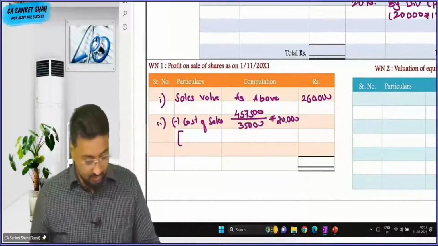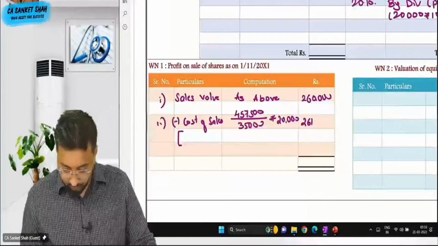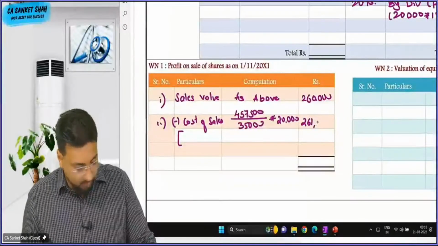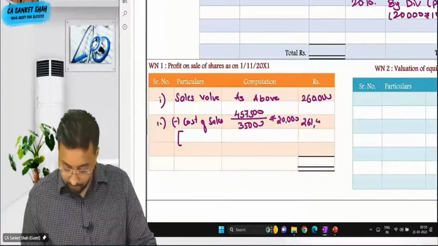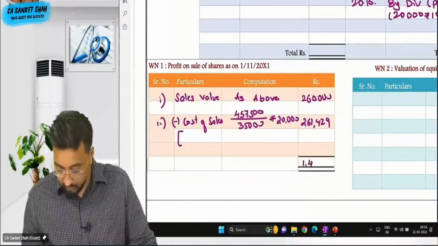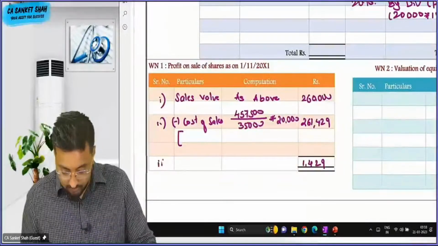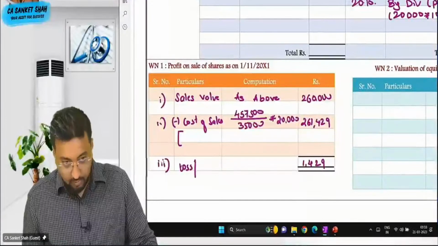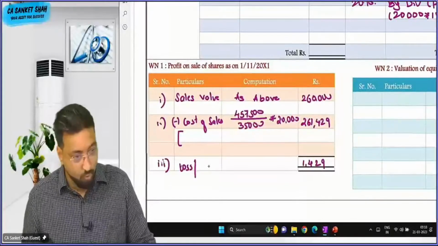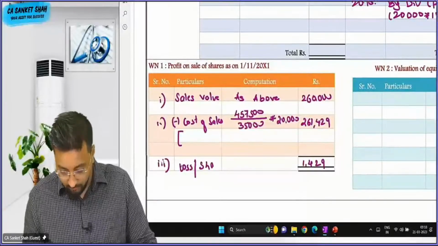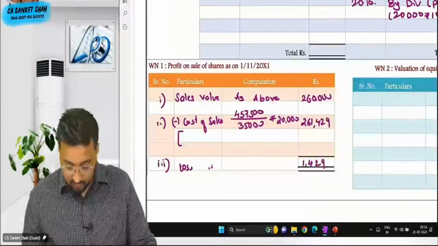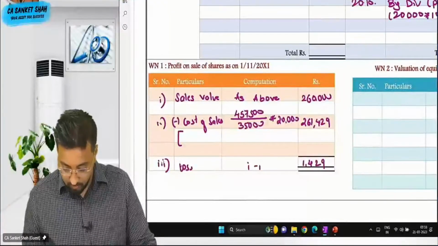The correct answer is 2,61,429. 1429 is a loss. Loss per share, 1429, correct? Very good. Loss, 1 minus 2.